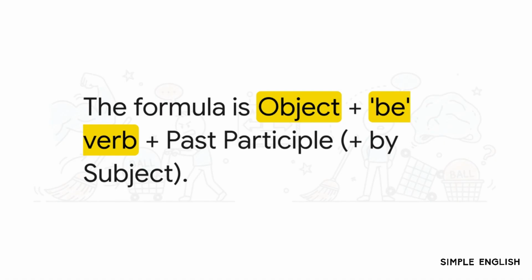Now, the structure is a little more involved. I'm not going to lie. You take the object from the original sentence and make it the new subject. Then you pop in a be verb, like is, was, were. After that comes something called the past participle of the main verb. And then sometimes you add by and the person who actually did the thing. It's a few more moving parts for sure.